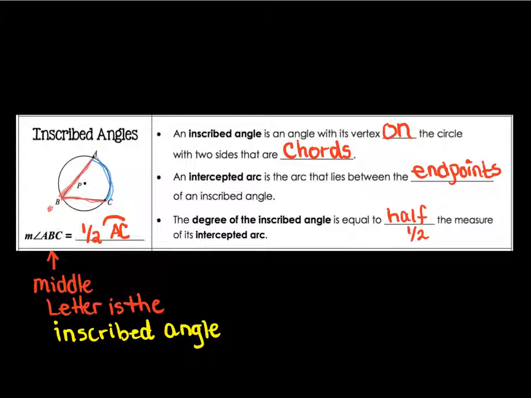The relationship between the degree of the inscribed angle and the intercepted arc is half. So the angle here, if it's 20, then the arc is 40. So the relationship is half is the angle and the whole is the arc. When we talk about an angle, the little m stands for the measure of angle ABC. If we start at A and go to B and C, the middle letter is the inscribed angle. That's the vertex. So we're really talking about B.